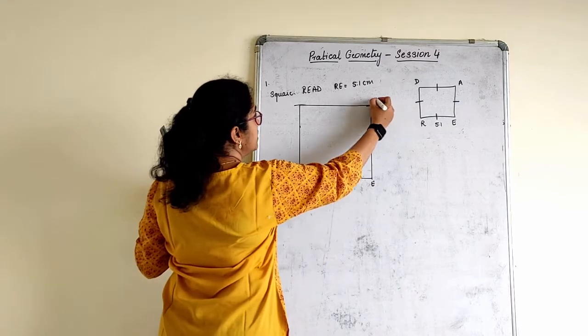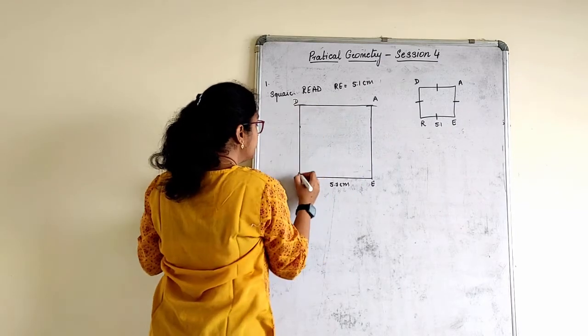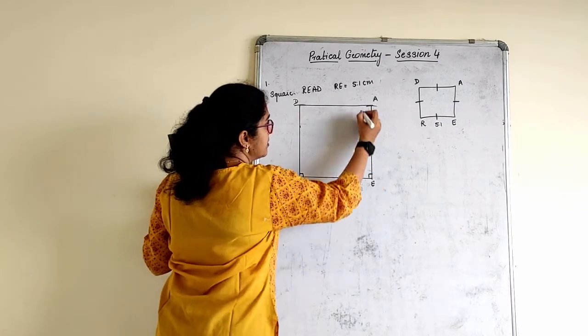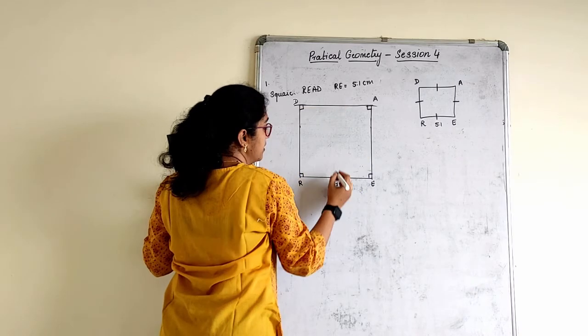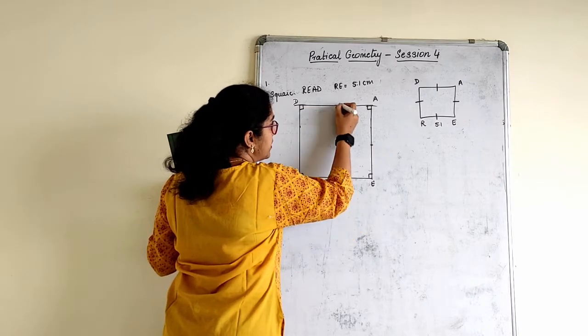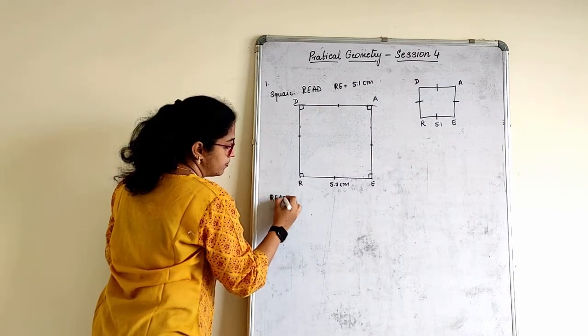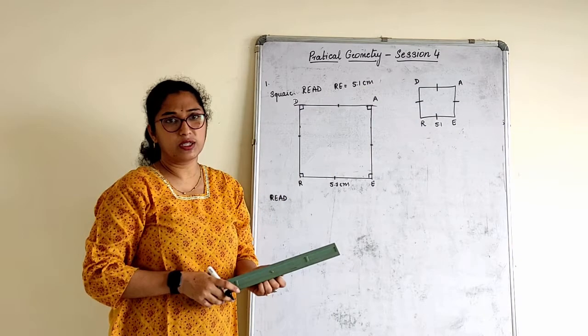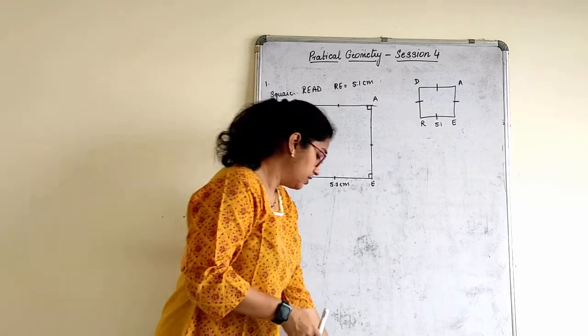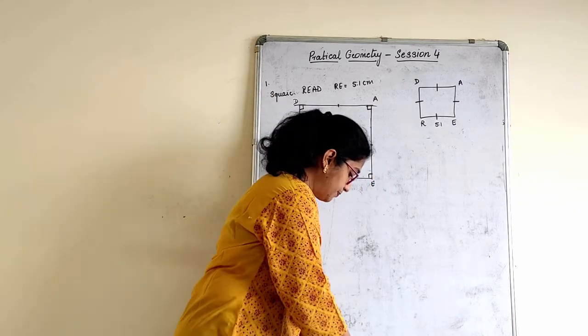So that is the required square. Mark it like this: 5.1, 5.1, 5.1, 5.1 is the required square. Very simple. We'll move to the next one quickly.